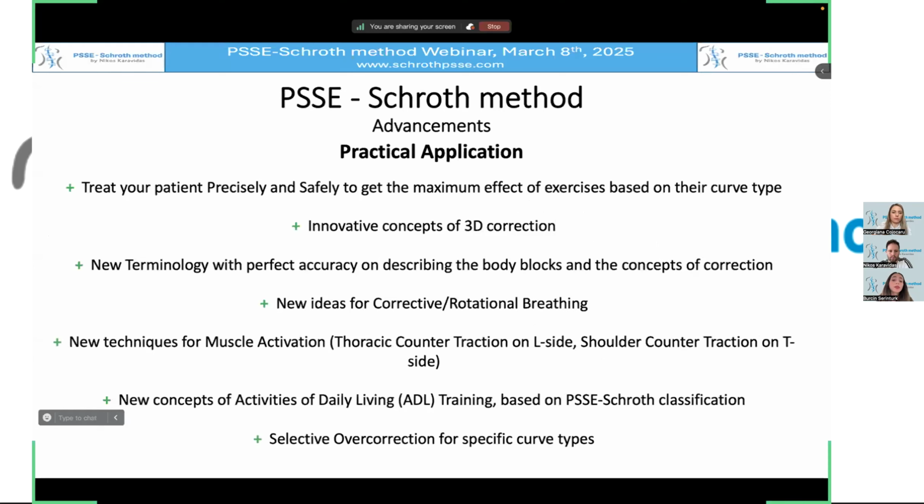When we check advancement in practical application for our school, our aim is to treat our patient precisely and safely to get the maximum effect of exercise based on our classification. We have a new concept for 3D correction, and we have new terminology. We have new ideas for corrective and rotational breathing, and new techniques for muscle activation. We have new concepts of activities of daily living, but of course based on our classification. But at the same time, we have selective overcorrection for specific curve types.